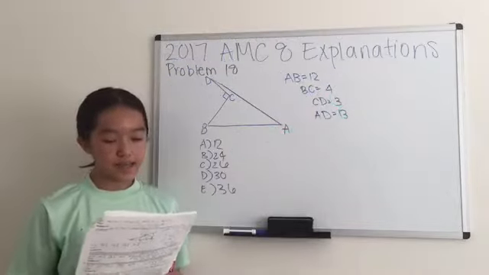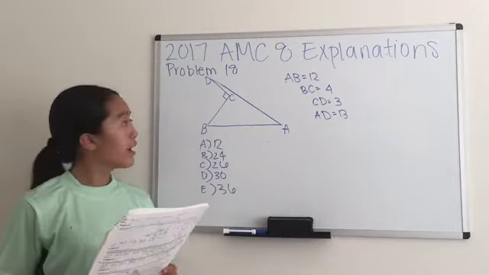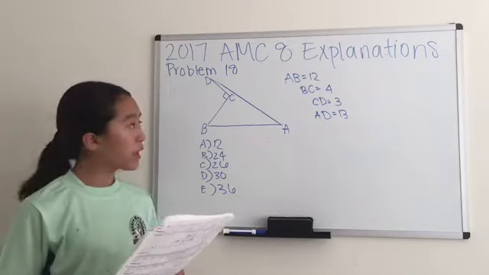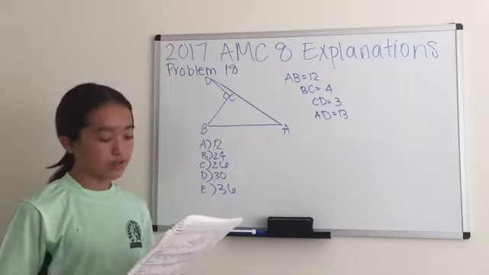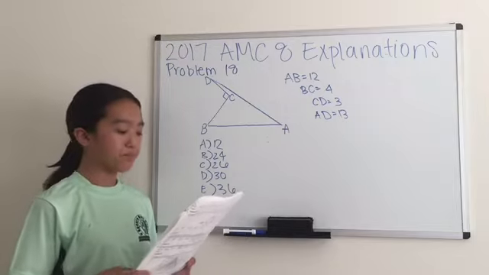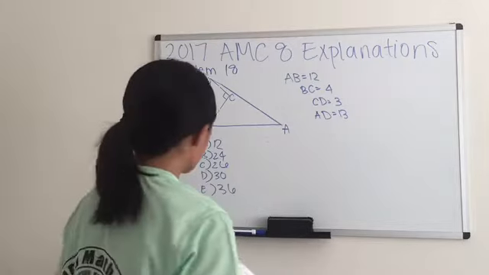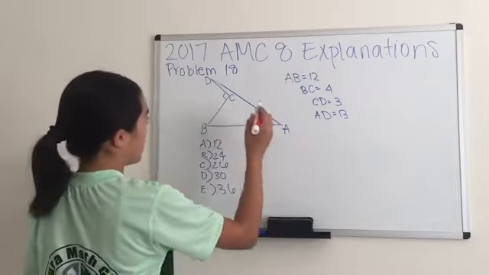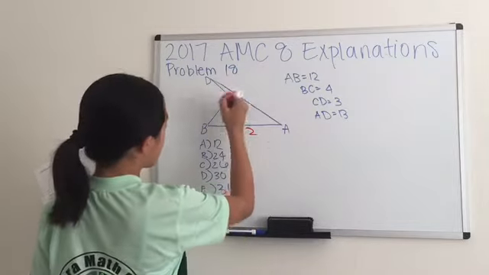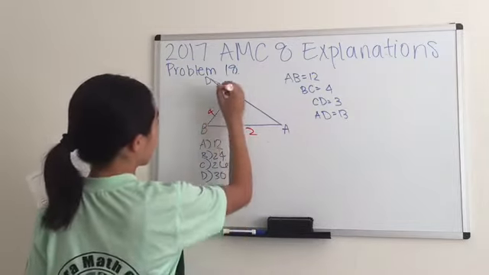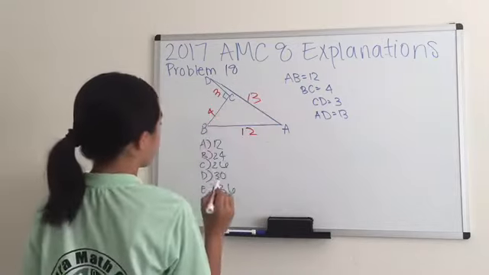Problem number 18 says, in the non-convex quadrilateral ABCD shown below, angle BCD is a right angle. AB equals 12, BC equals 4, CD equals 3, and AD equals 13. What is the area of quadrilateral ABCD? So in order to solve this, we could first label all the values. So AB is 12, BC is 4, CD is 3, and then AD is 13.